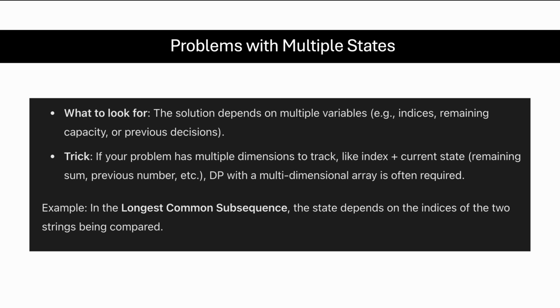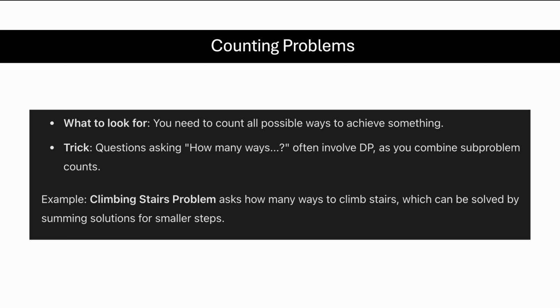So your problem has multiple dimensions to track, like index plus current state, remaining sum, previous number, etc. So that is where DP can be a solution. Next, counting problems. Let's say you have an interview problem given by an interviewer, and when you read the problem you get a sense of: count all possible ways to achieve something.